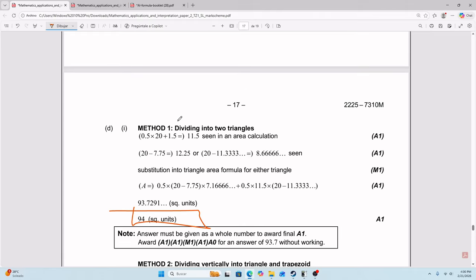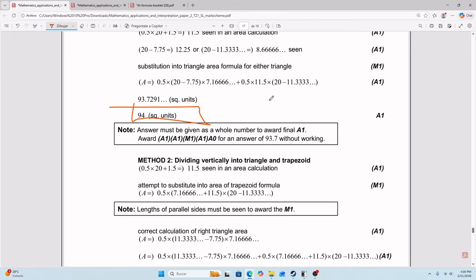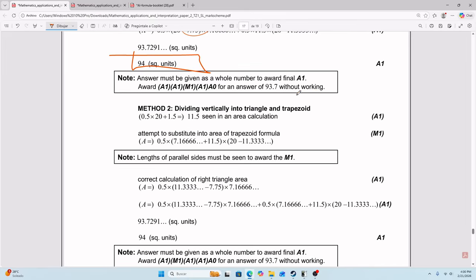And so notice how one of the methods is dividing into two triangles, which is exactly what we did. There was an approach with a trapezoid. I didn't really want to get into that, but clearly there was an approach.